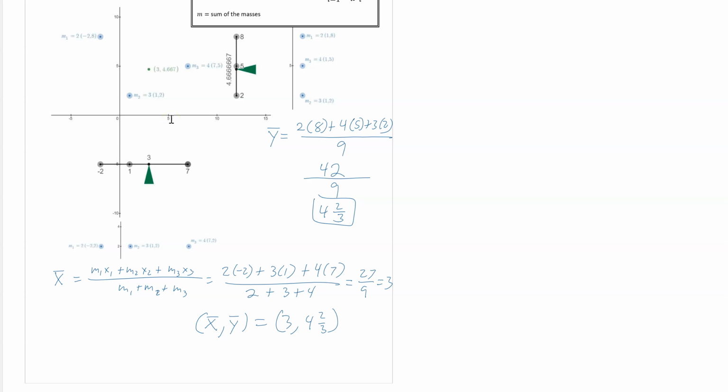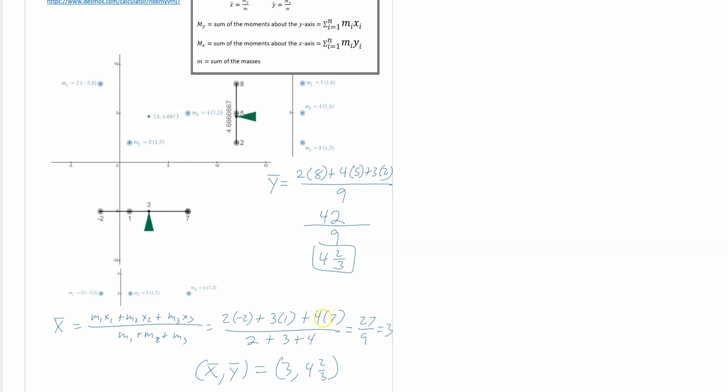So that's all you have to do to calculate it. It's just take the mass, multiply it by the y, mass multiply the y, mass multiply the y. That's your numerator, divided by the sum of the masses. That's your y coordinate. To find the x bar, it's mass times x, mass times x, mass times x, divided by the total sum of all the masses. And that's your x coordinate. Put them together, that's your answer. So it's not too bad, right?